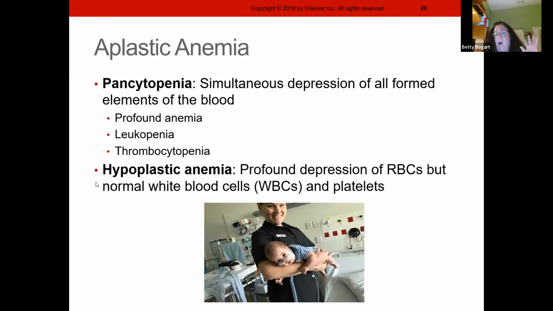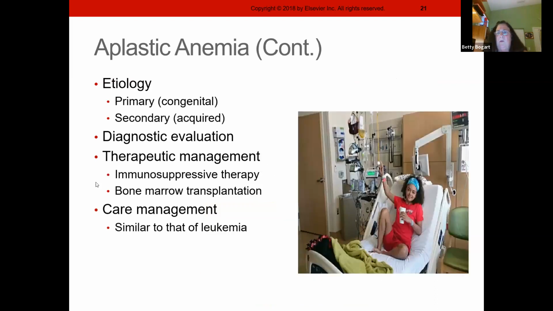Hypoplastic anemia is where the RBCs are low, but there are normal WBCs and platelets. But when we think of aplastic, it's the anemia, low hemoglobin and hematocrit, leukopenia, low white cells, and then, of course, thrombocytopenia, which is low platelets. What we do to treat this is put them on some immunosuppressive therapy, trying to calm their bodies down. We try bone marrow transplant, and we treat them just like we do with leukemia, with chemotherapy agents, to try to switch their body around.